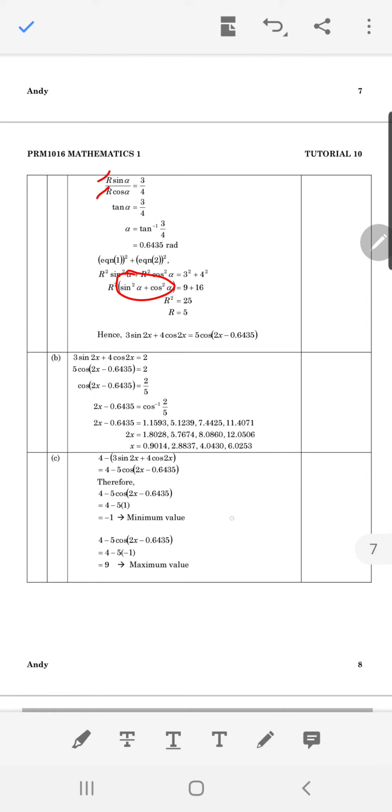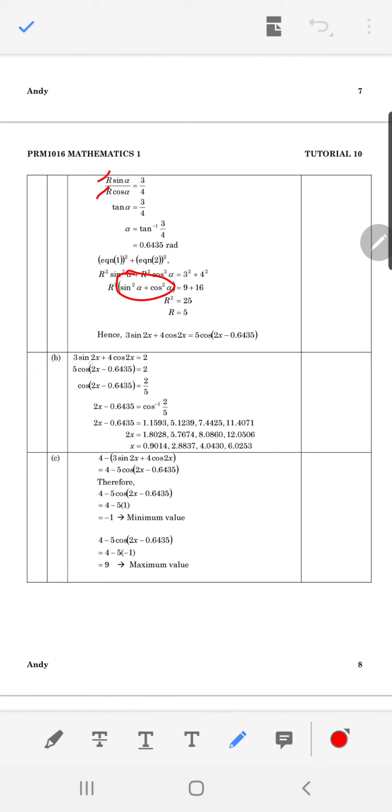Then after that, if you have sin and cos, you cannot get the angle. But now you have reduced it, only have one cos, so you just find the angle for cos theta using your calculator. So cos theta equal to 2 over 5.